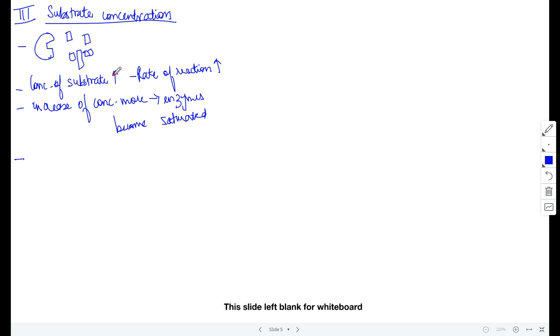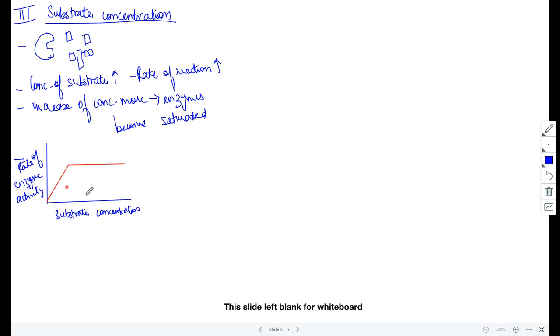Now as the substrate concentration increases, the rate of enzyme activity also increases. The optimum rate now here, so for that optimum rate we need to draw a graph. So my graph will be this way now. Okay, you see how the graph is going? It is increasing, but after some time it has become saturated.